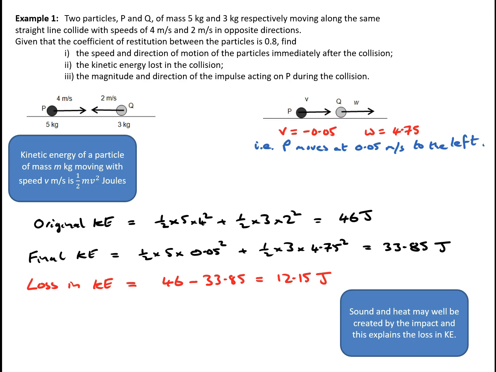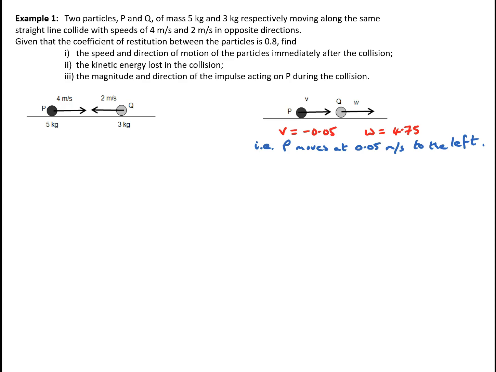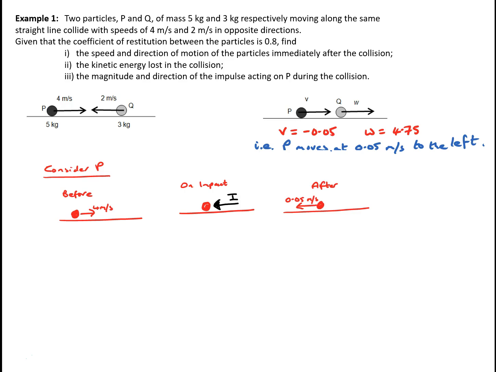Finally, we need to consider the magnitude and direction of the impulse acting on P during the collision. So, if we show what is happening to P before the collision, it is moving at 4 meters per second to the right. During the collision, it receives an impulse to the left, which we'll say is of size I. And after the collision, it's moving 0.05 meters per second to the left.